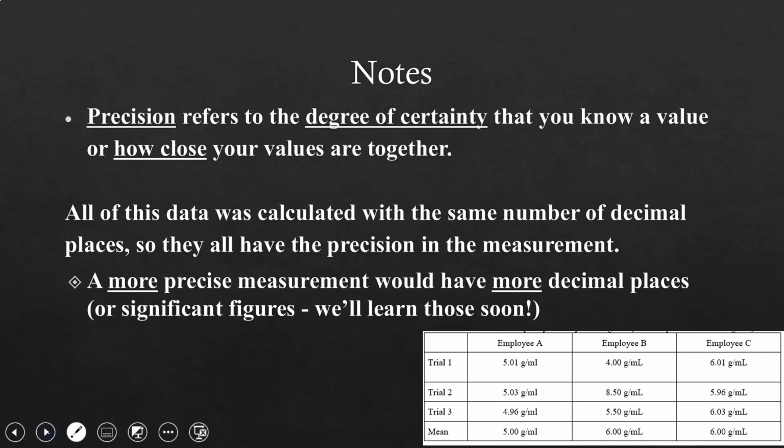Precision, on the other hand, refers to the degree of certainty that you know a value, that is based off of a measurement, or how close your values are together. So we'll look at the first one first. All of this data was calculated with the same number of decimal places. They all have 2, so they have the same degree of precision in all of their measurements. A more precise individual measurement has more decimal places or significant figures, which is covered in Notes 1-8.